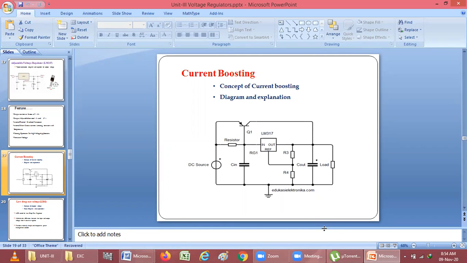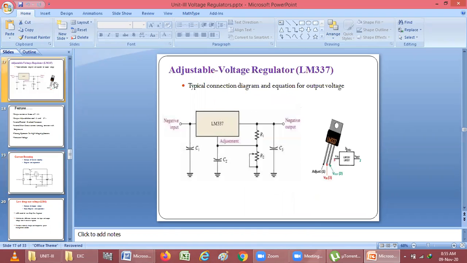Then we have seen about the adjustable, or we can say variable, voltage regulator. In our syllabus, we have to study the LM317 and LM337 voltage regulators. We have seen already about LM317 and LM337. LM317 is also a three-terminal device. We have seen the fixed voltage regulators 78XX and 79XX. These are also three-terminal. One terminal we use for input, the third terminal for output, and the second as ground in the fixed voltage regulators 78XX and 79XX.